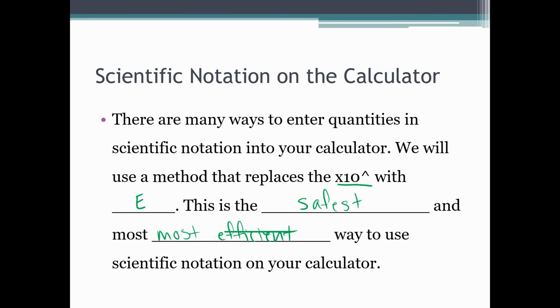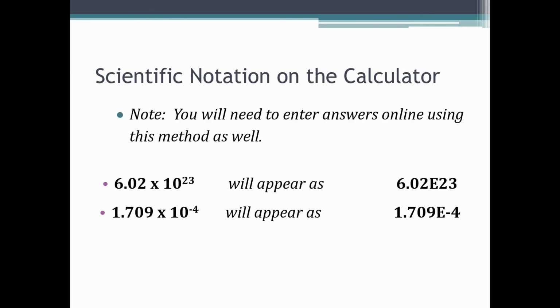So when you're typing it into your calculator, what it's actually going to look like is, instead of 6.02 times 10 to the 23rd, it's just going to be 6.02 E23. This whole section, the times 10 to the, it's all gone. Please, please do not try and type something like 6.02 E 10 to the 23.